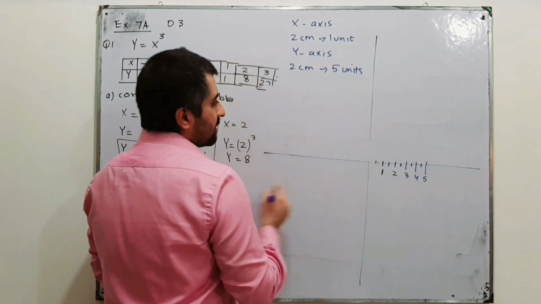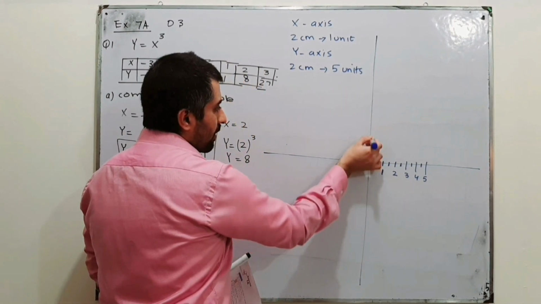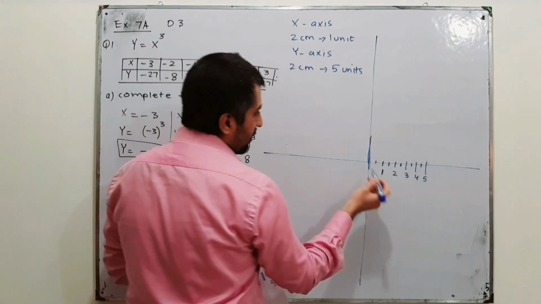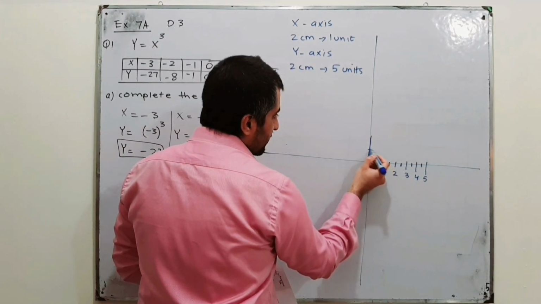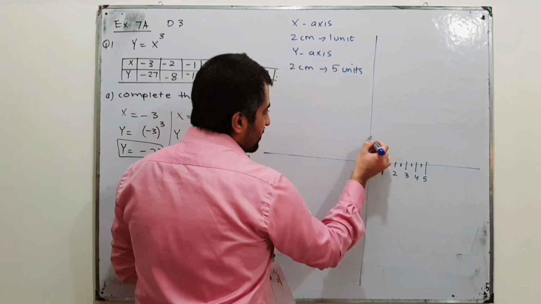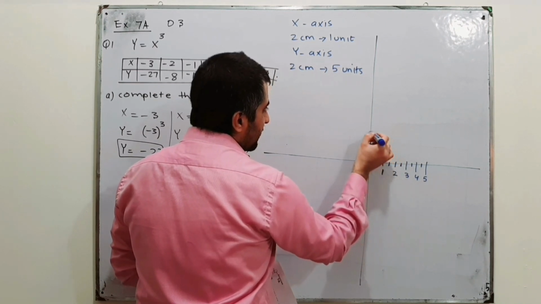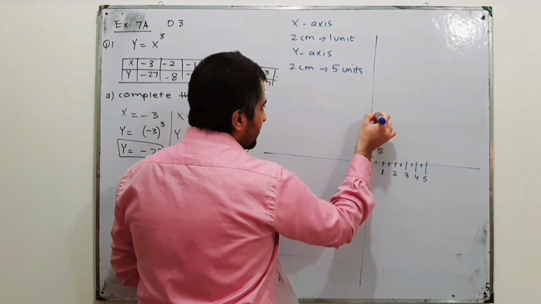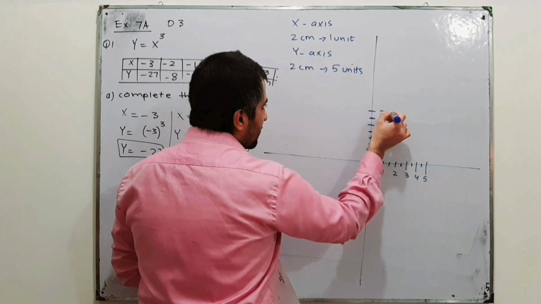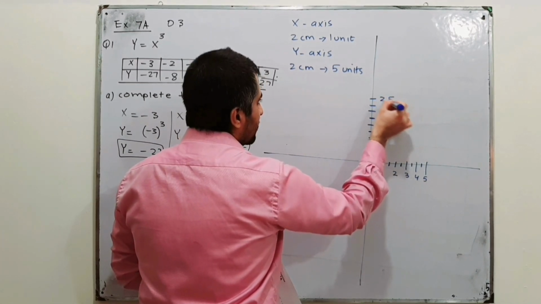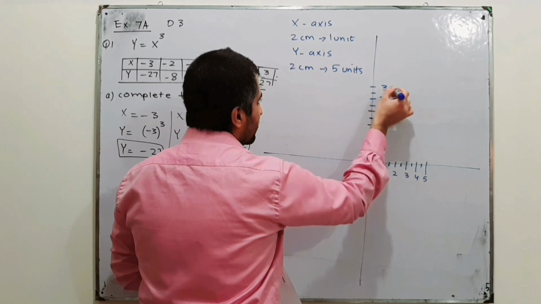So on y-axis, 2 centimeter is 5 units. Okay, this is 1 centimeter, this is 2 centimeter, and that is 5. 3 centimeter, 4 centimeter, 10. 5 centimeter, 6 centimeter, 15. 7 centimeter, 8 centimeter, 20. Okay, again 2 centimeter, 25, and again 2 centimeter, 30.